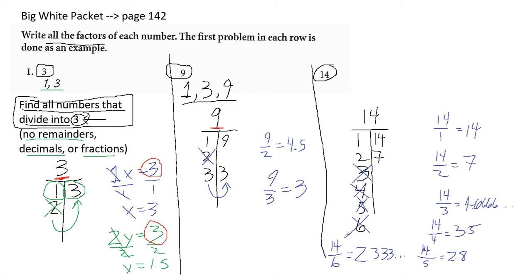Next would be 7. 1, 2, 3, 4, 5, 6, 7. But 7's already on the list. I've gotten to the right side, so I'm done. I've rounded out. I have found all the factors. Again, I don't have to check 8, 9, 10, 11, 12, 13. Once I get over to this right side, I am done. So all the positive factors of 14, we've got 1, 2, and then going on the right side, 7 and 14. And that's it. Those are all of my factors of 14.